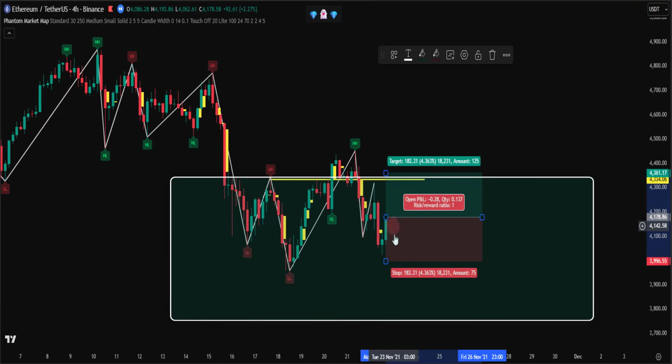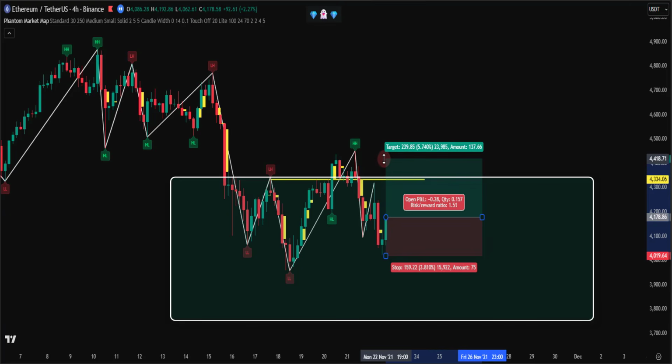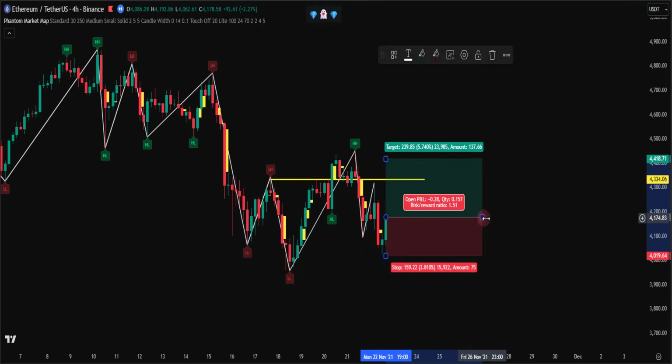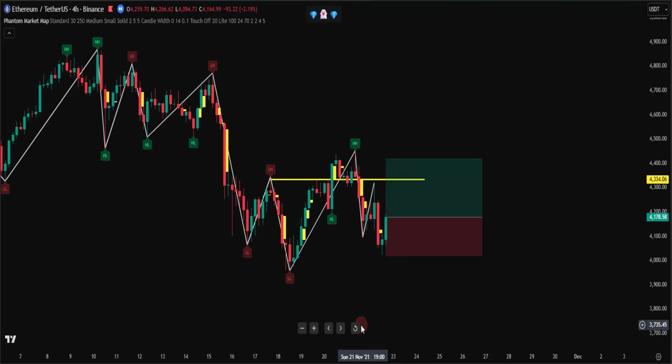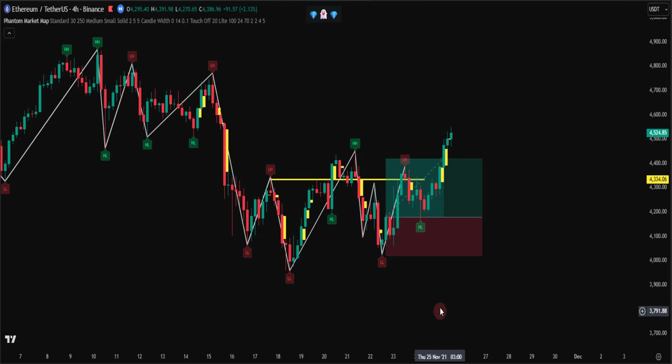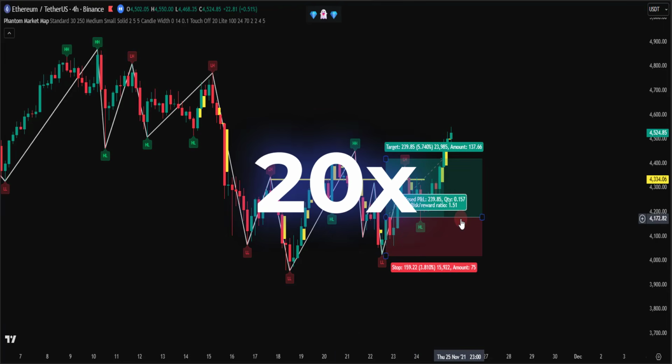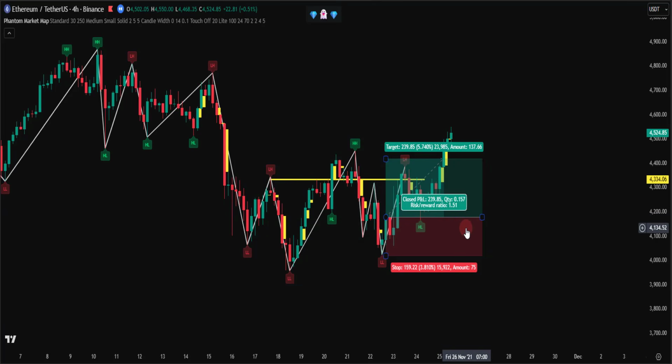The exit point, or the profit target, would be 2 to 1 or 1.5 to 1, depending on your risk management. Personally, I prefer 2 to 1, or at minimum 1.5 to 1. But of course, all of that depends on your own way of managing the trade. Here, we have a profit of around 5%. And for those who use leverage, for example 20 times leverage, that would mean around 100% profit.